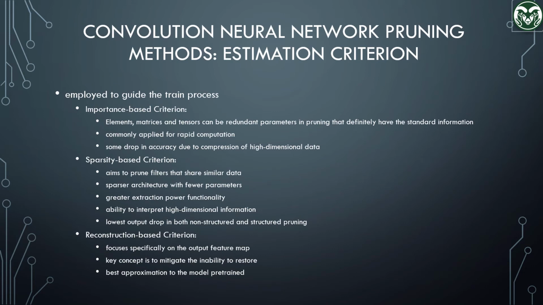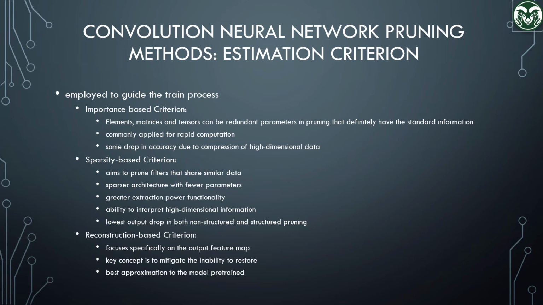In this slide, we're going to talk about the third strategy, which is the estimation criteria. This estimation criteria is employed to guide the training process, and there are three types. One is the importance based criterion. Over here, the element matrices and tensors can be redundant parameters in pruning, and they definitely have the standard information about it, and are commonly applied for rapid computation. You can see some drop in accuracy due to compression of high dimensional data.